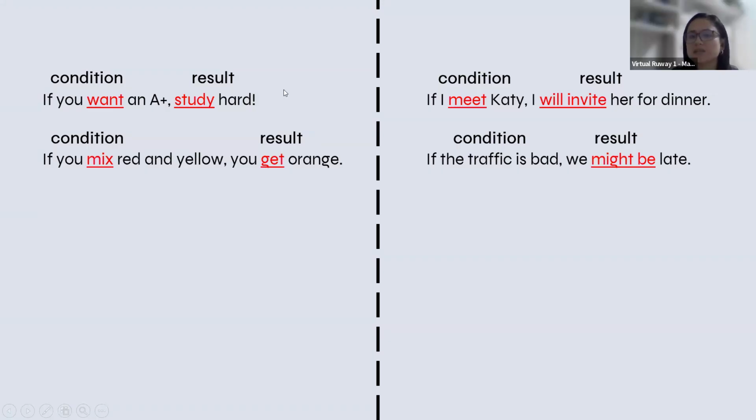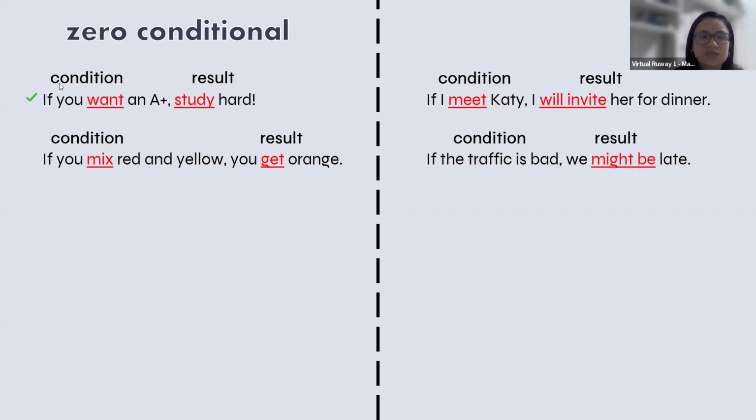¿Cómo sé qué conditional estoy usando? Por la gramática, ¿ok? En la primera parte, here, tenemos el zero conditional. ¿Cómo sé que es el zero conditional? Porque mi condición está en simple present y mi resultado está también en simple present. El resultado es de la condición que estoy mencionando, right? If you want an A+, study hard, right? Si quieres un A más, estudia más, right? So, we have a real condition and a real result.